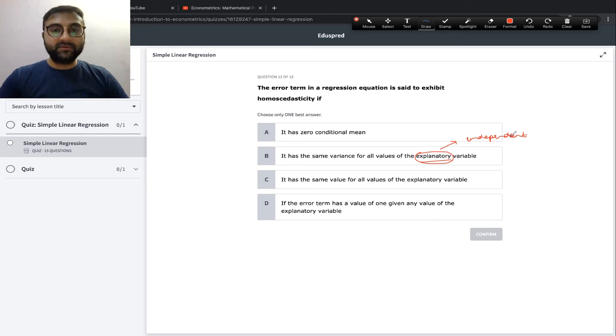So now which of these is right? And by the way, by "it" we mean the error term. Okay, so the right answer is going to be part number B, when it has the same variance for all values of the x variable.